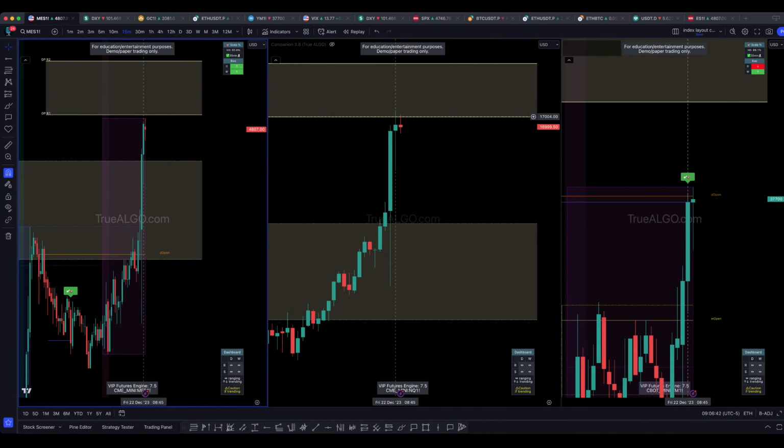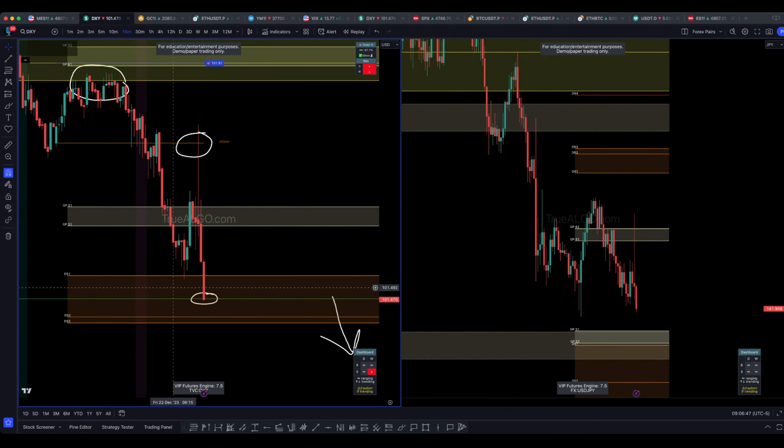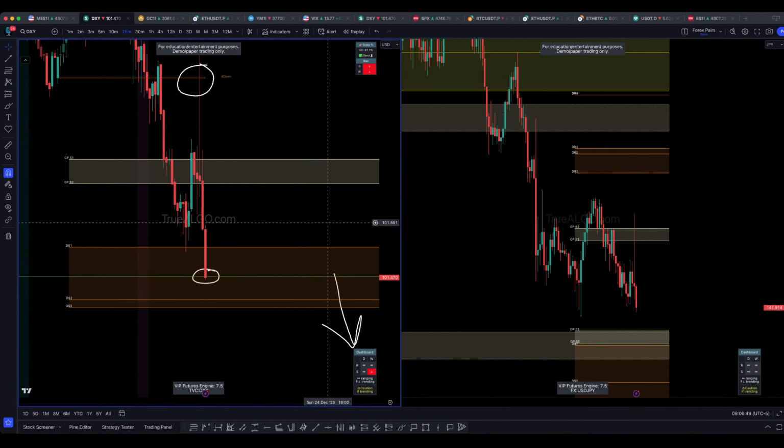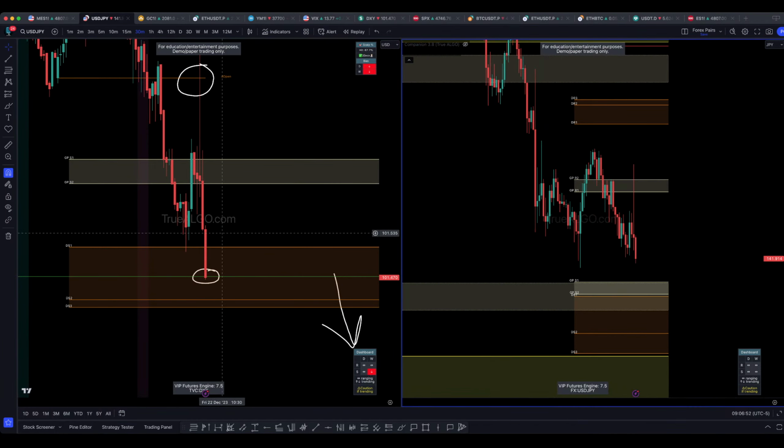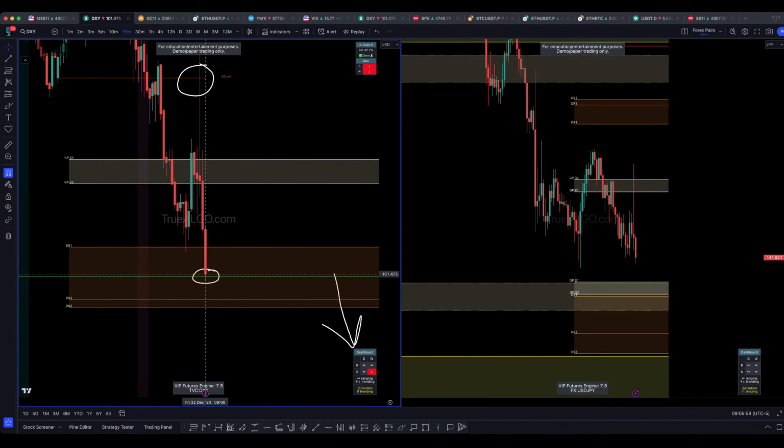NQ is still struggling, tapping into our box. And there you go, folks. Sorry I have to click around a whole bunch, but I'm trying to help as many people with as many assets as possible. There's the DXY to the green line target. See the circle? Let me show you really quick why.